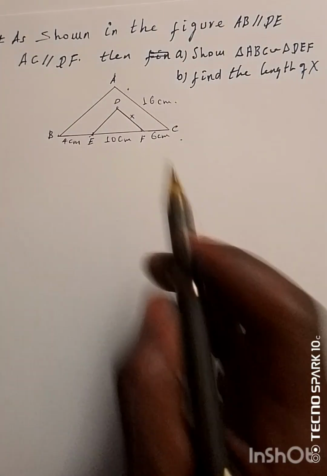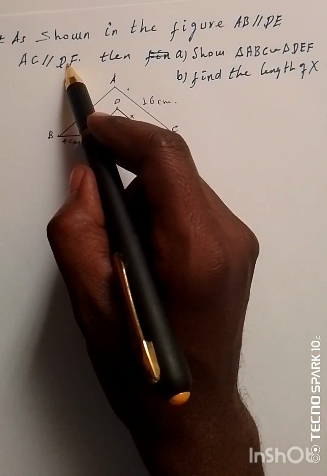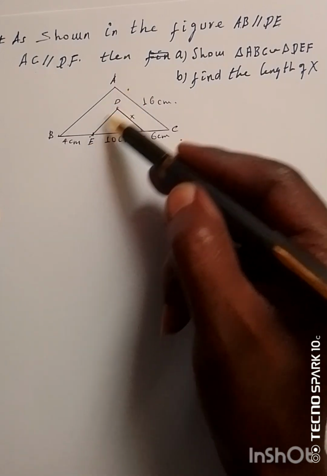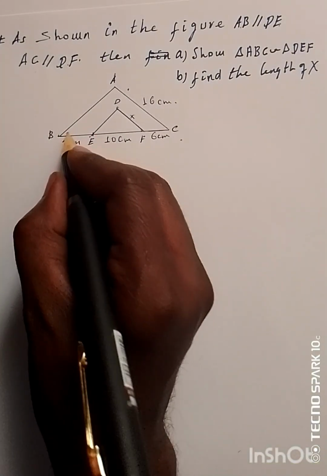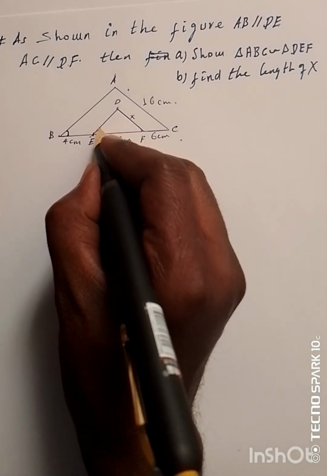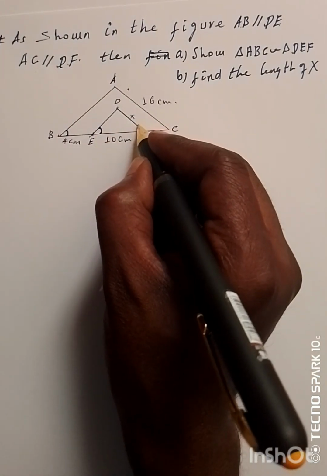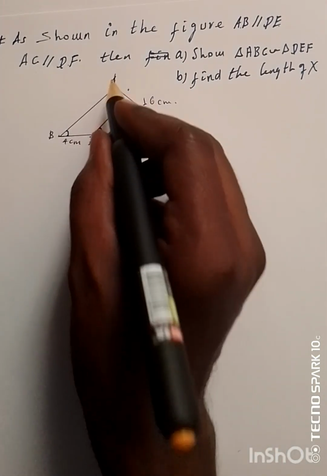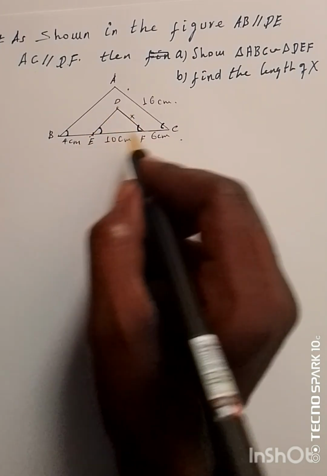From the figure here, AB is parallel to DE, and AC is parallel to DF. That is, this line AB is parallel to this line DE, and also AC is parallel to DF. So here the angle B is congruent with angle E, and also angle F is congruent with angle C. Here the angles of triangle ABC are congruent with the angles of triangle DEF.